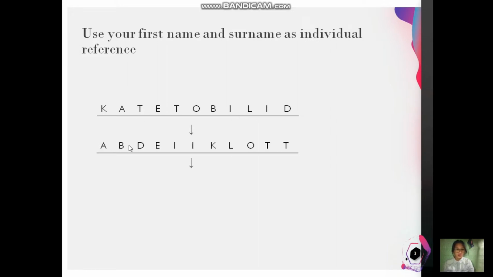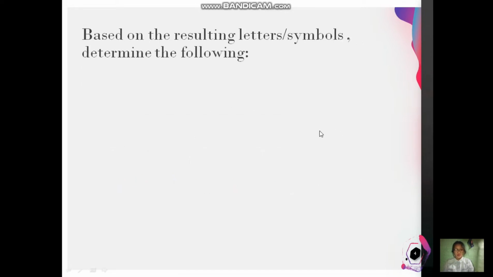Arranging this in alphabetical order, we have A, B, D, E, I, K, L, O, T, T. Combining the similar letters into one, we have A, B, D, E, I, K, L, O, T. So that's 9 letters. Based on the resulting letters or symbols, we are going to determine the following.